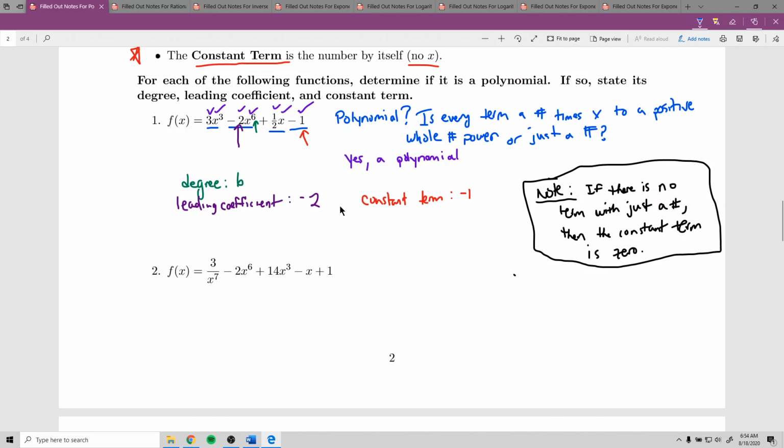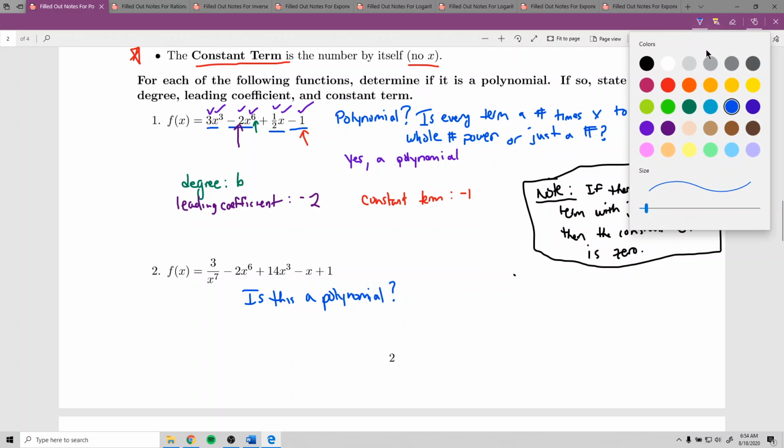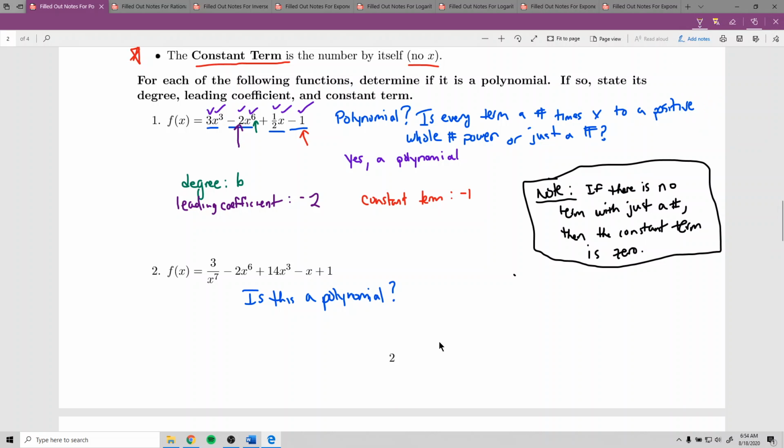All right, so number 2 here, before we worry about trying to answer the questions, what is the degree, leading coefficient, constant term, we want to know, is this a polynomial? And the answer to this one, I can actually tell right in the front, it is no. This is a bad term. Why is this a bad term? You can't have x's in the denominator for a polynomial. It doesn't matter if it's a positive whole number power, it's not allowed to be in the denominator.